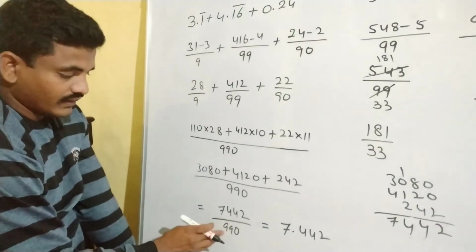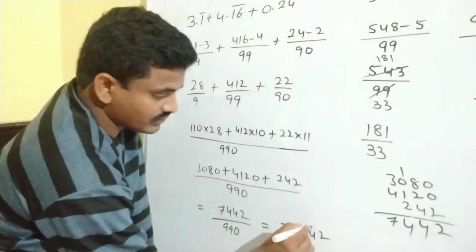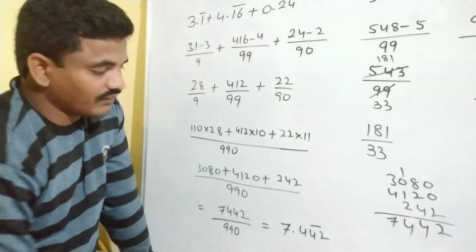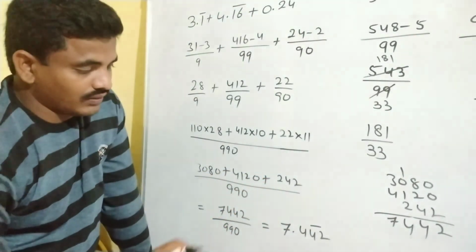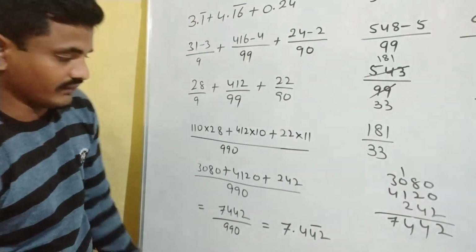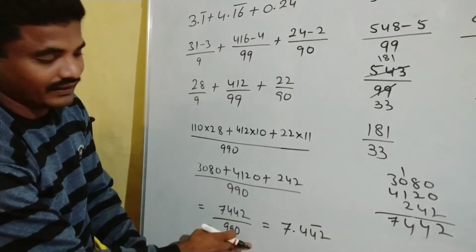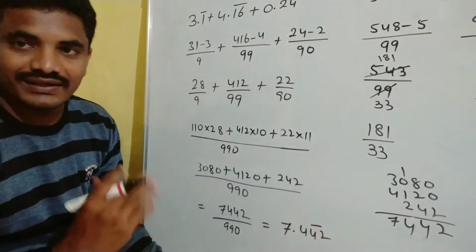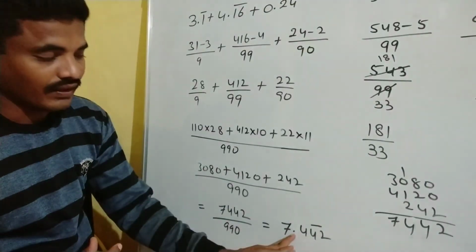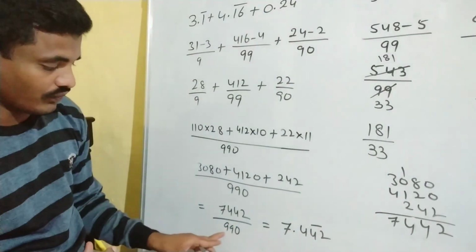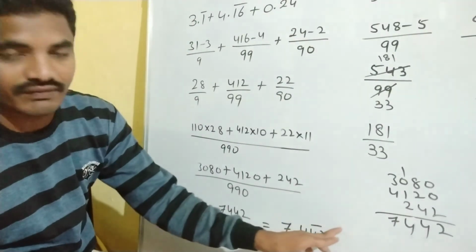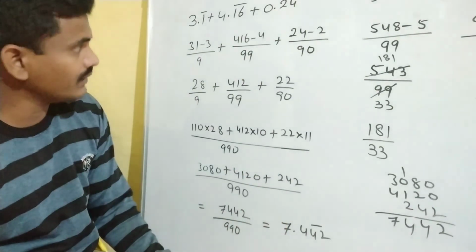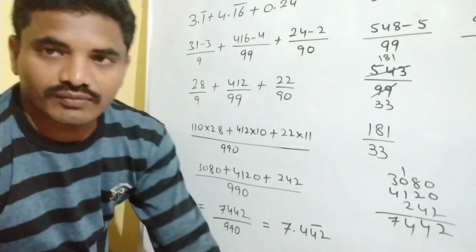So finally we can write it as 7.442 bar, where 2 digits are under the bar, so the last 2 digits are taken as bar, and 1 digit is not under the bar, because of the 0 in 990. Here 3 digits are there, 990, so after the decimal point, from right to left, we take 2 digits for the bar and 1 digit for not having the bar. Okay, I think you understand this concept.